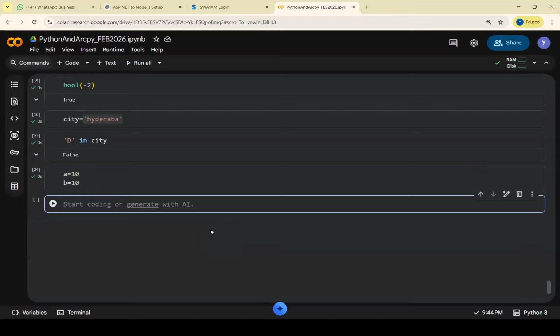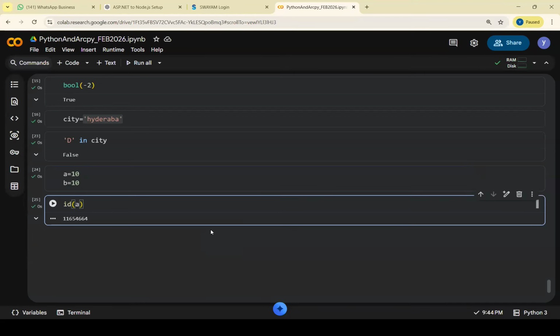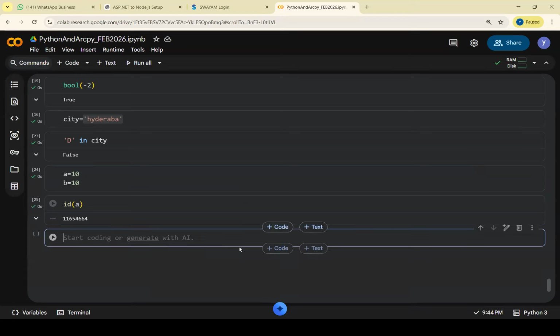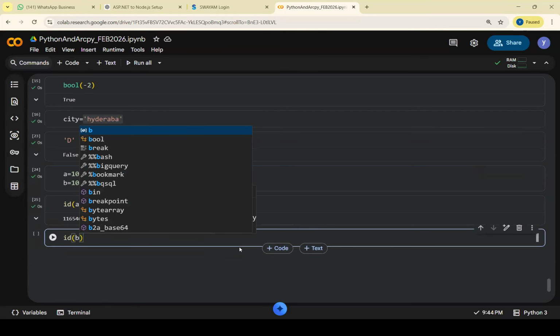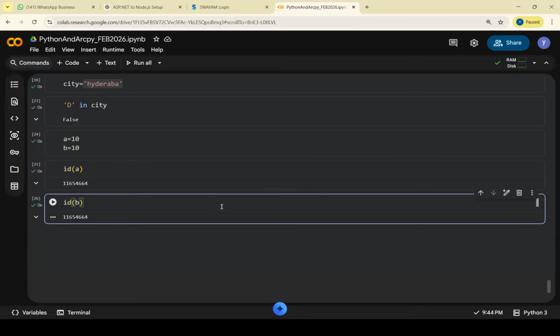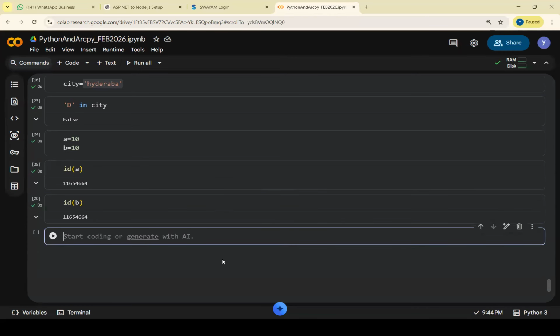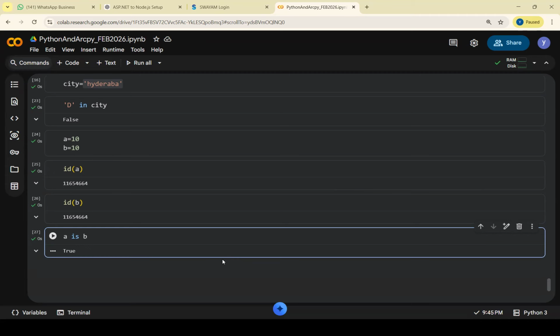If I want to find out the address of a, the address of a is 11654664. Now if I check the address of b, the address of b is also the same. Now if I write a is b, using is or is not, then what answer will I get? Definitely I will get the answer true.